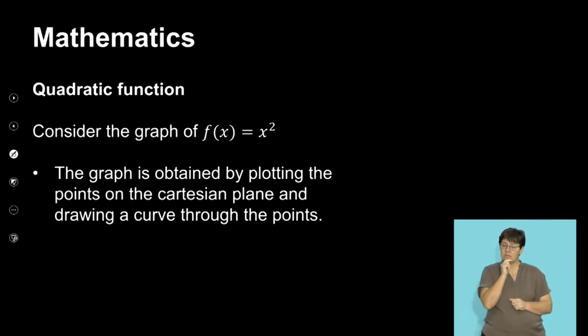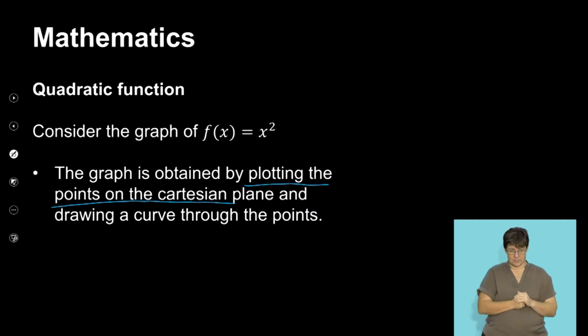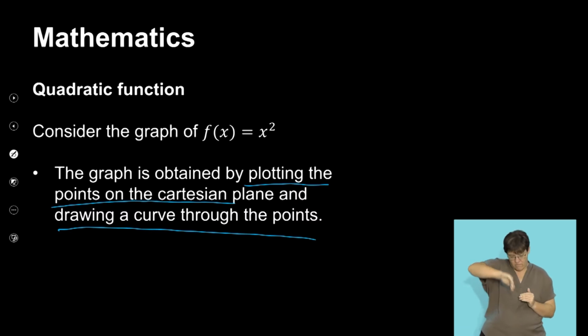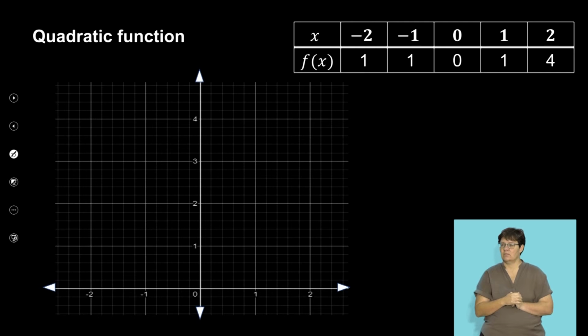Now, the graph is normally obtained by plotting the points on a Cartesian plane and drawing a curve through those particular points. Remember our points, this is supposed to be 4 there, not 1. So that is 4, that is 1, that is 0, 1, and 4. It means, firstly, I will start with minus 2. From 0, you move 2 units to the left. At minus 2, you move 4 units up. So it will land you at this particular point there.